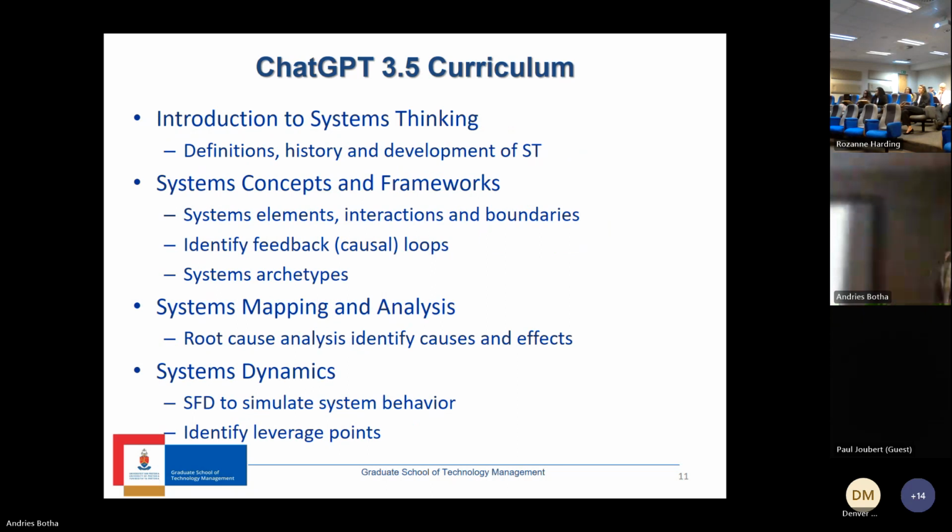The curriculum itself that it proposes is obviously an introduction to systems thinking, then looking at the system concepts and framework, identifying elements, interactions, boundaries, causal loops, then system archetypes. Quite nice. Doing some systems mapping and analysis, root cause analysis to identify the causes and effects, and then doing a system dynamics simulation to identify and experiment with the new response. I think I've achieved that, but what it also added is to use systems thinking in decision making.